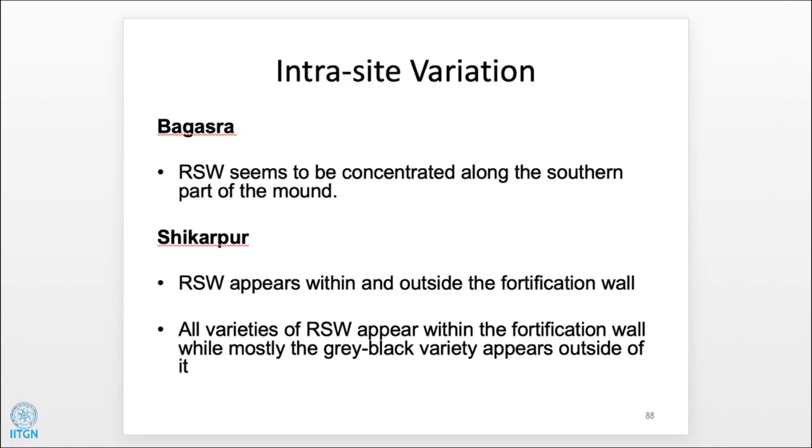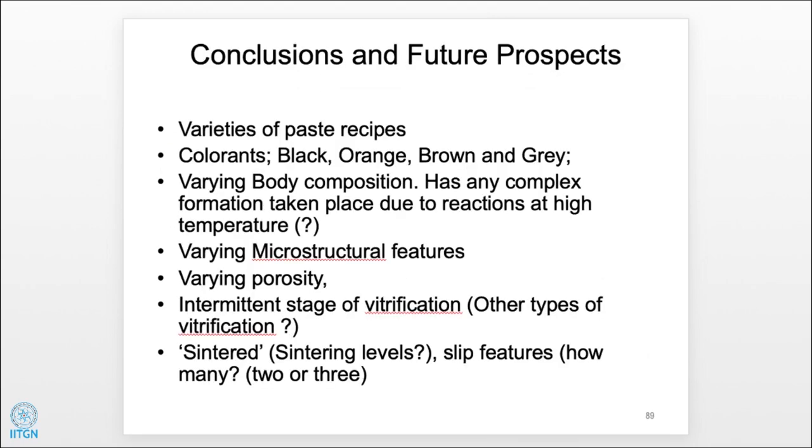Then varying body composition needs to be studied to see whether any complex formation has taken place due to reactions at higher temperature, microstructural features, porosity variation, intermittent stages of vitrification, sintering. I would call it a sintered reserve slip ware rather than a glazed reserve slip ware. And also there are certain kinds of anomalies.